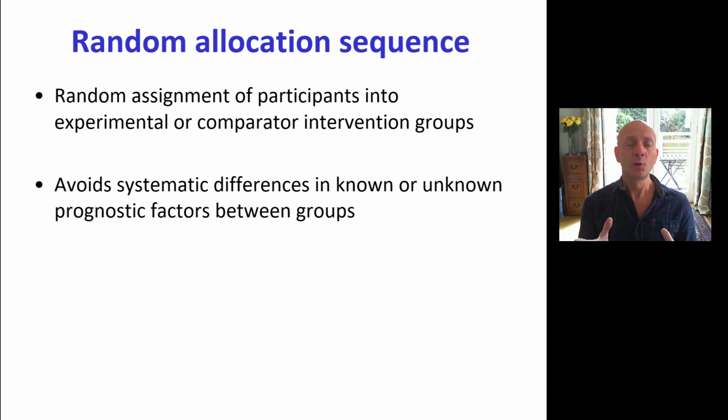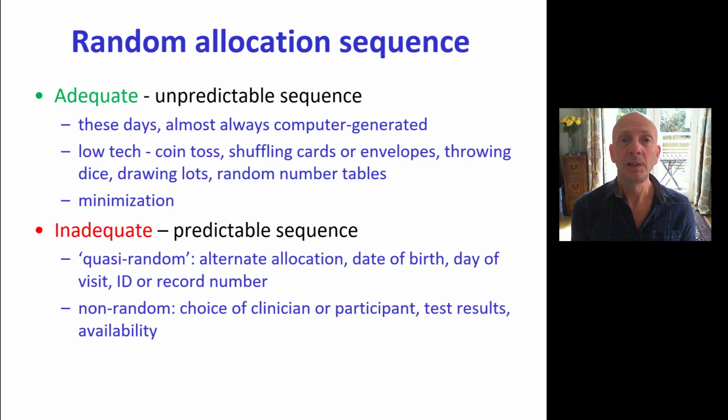Random allocation is a core feature of a randomized trial, clearly. We're looking for random assignment of participants into experimental and comparator intervention groups so that we can avoid systematic differences in known and, importantly, the unknown prognostic factors between the groups. Prognostic factors being the things that are predictors of the outcome. These days, most trials use a computer-generated random sequence. There are low-tech methods such as coin tossing, shuffling cards or envelopes, throwing dice, drawing lots, or using traditional paper-based random number tables. These are fine if properly implemented.